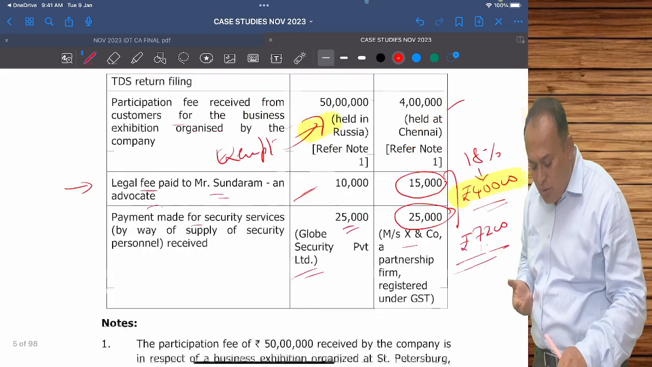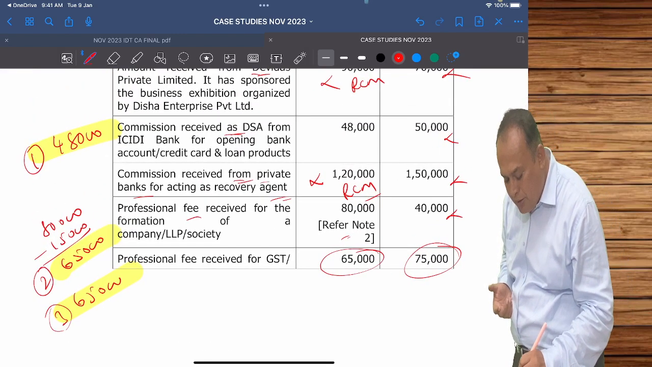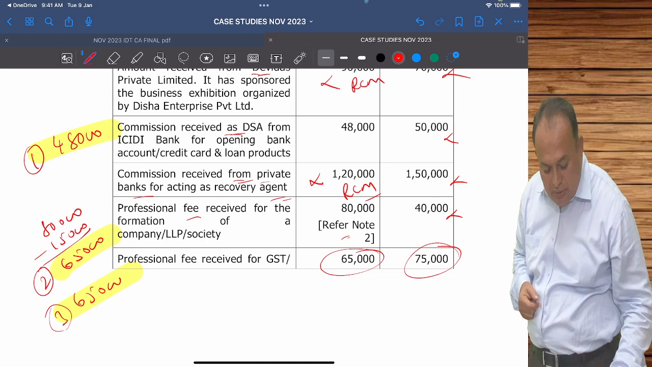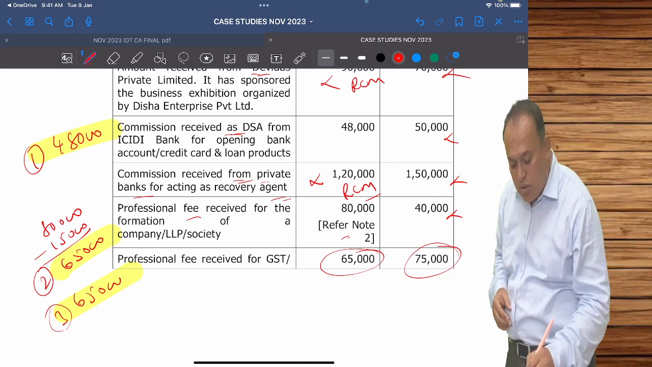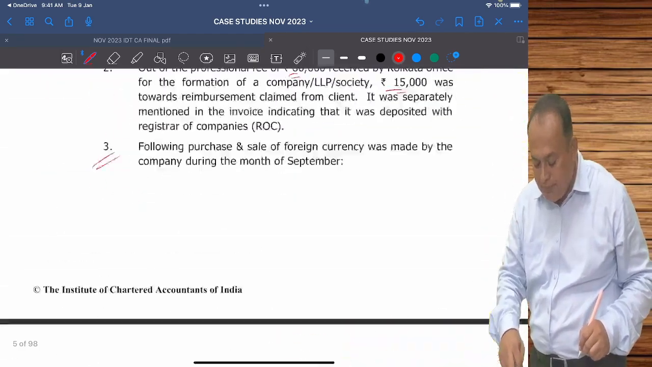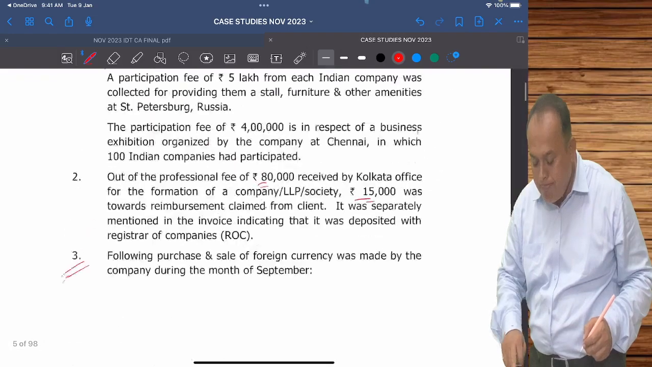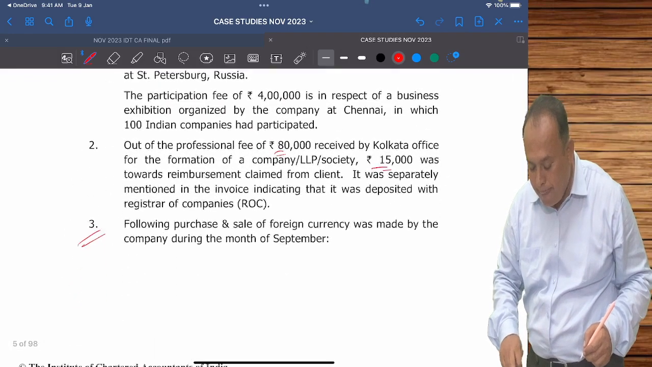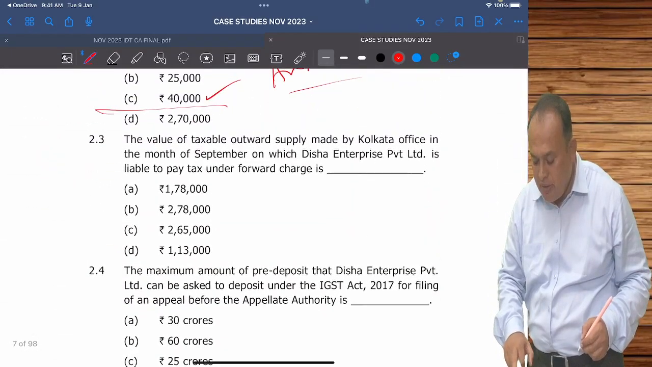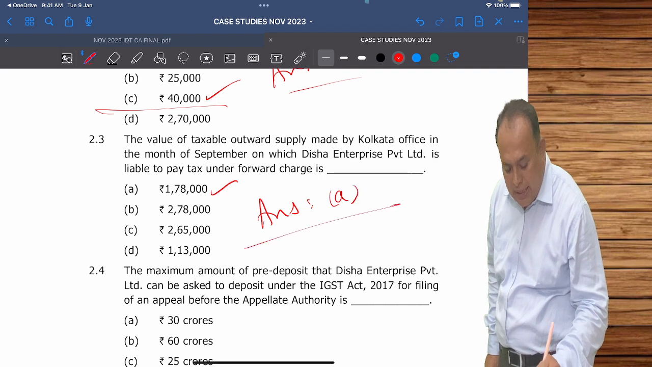Therefore, what values do we consider here? Almost all three values: point number 1, point number 2, point number 3. Here 48,000 plus 65,000 plus 65,000, which is 1,78,000. Total value here comes to 1,78,000. Where it is matching, let us see. That's all. Nothing else is there to consider as outward taxable supply of the Kolkata office. So, Kolkata office, see, 1,78,000. The answer here is A.